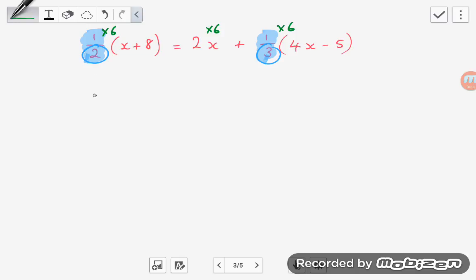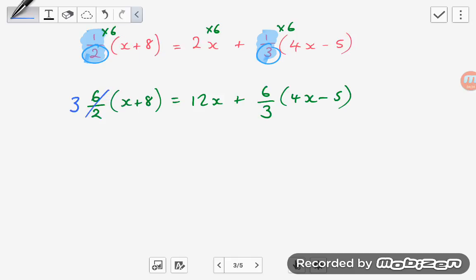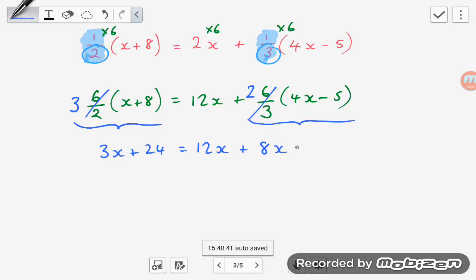So watch. That first fraction becomes 6 over 2, lots of x plus 8, 12x plus 6 over 3 lots of 4x minus 5. Well, you might say, well, I've still got my denominators. Well, remember, 6 over 2 is actually 3, and 6 over 3 is actually 2. So multiplying this first bracket by 3, I get 3x plus 24 equals the 12x plus, now I've got to multiply the whole of this second bracket by 2, so that's 8x minus 10.